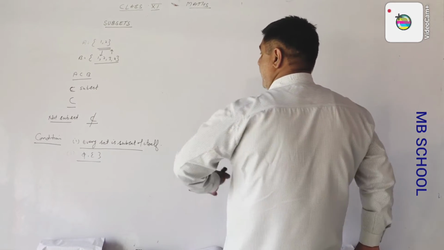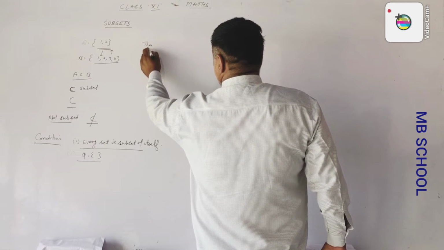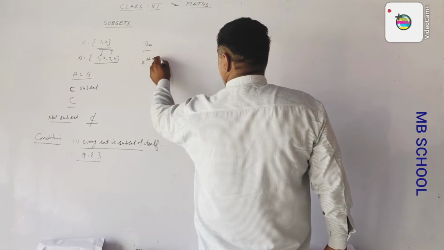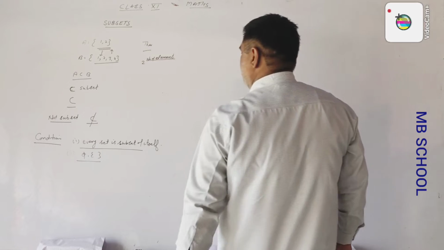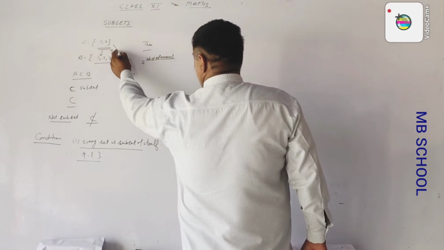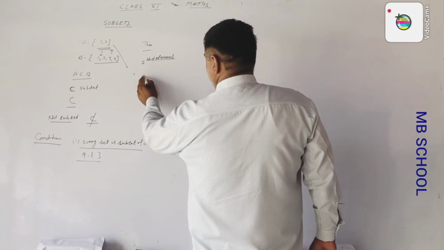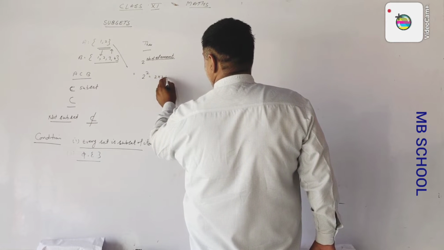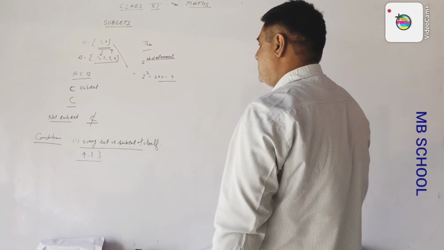Now we have to find the number of subsets of any set. The method is 2 to the power of the number of elements. Like this, we find the number of subsets of A: 2 to the power of the number of elements, here 2. It means 2 to the power 2, which is 2 multiplied 2 times, so we get 4. Here there are 4 subsets of this set.